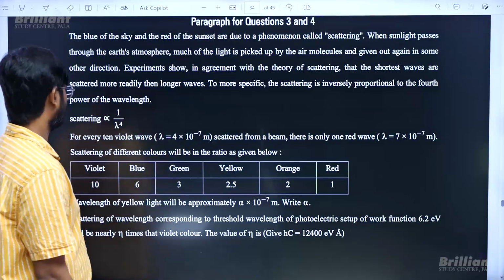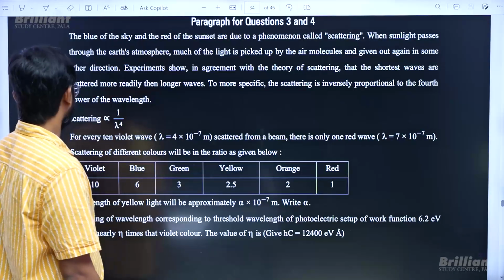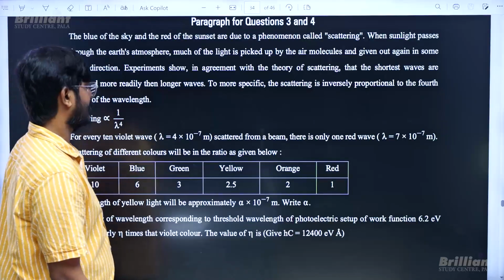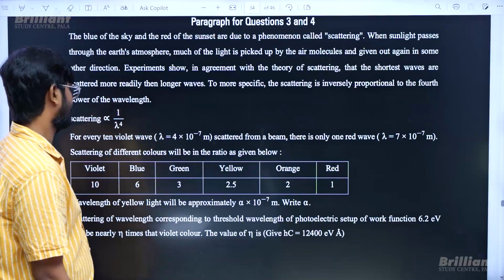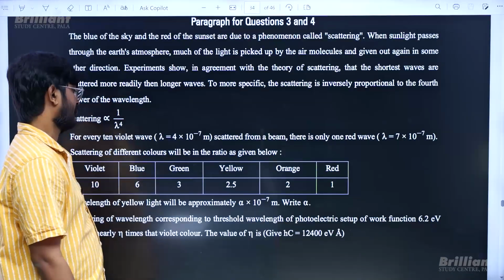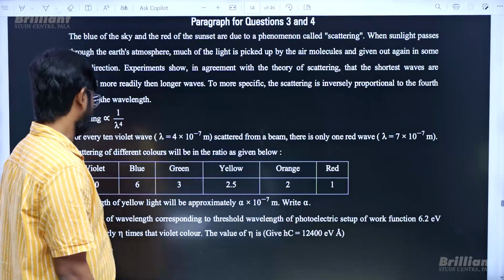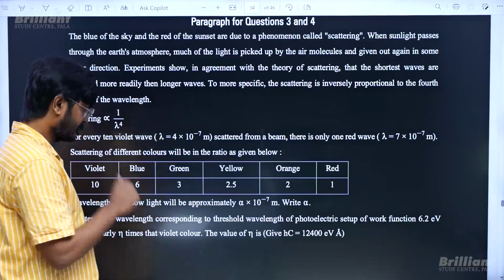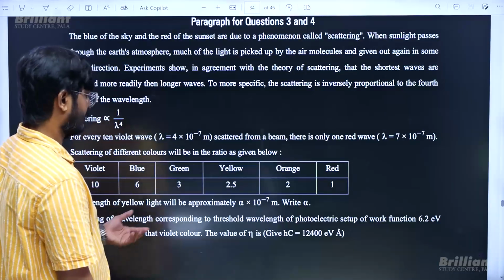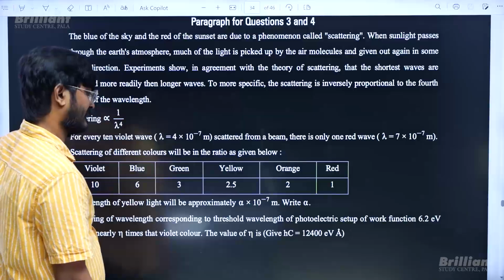Scattering is proportional to 1 by lambda power 4. For every 10 violet waves scattered from a beam, there is 1 red wave. Scattering of different colors will be in the ratio given below. Wavelength of yellow light approximately, and scattering of wavelength corresponding to threshold wavelength of photoelectric setup.